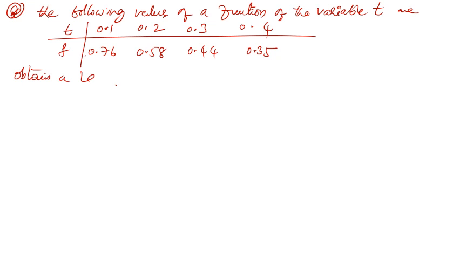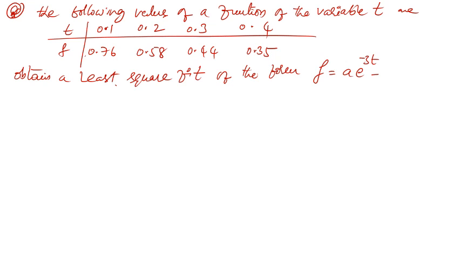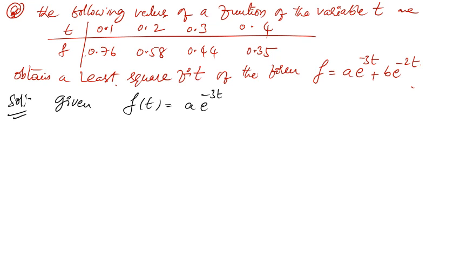obtain a least square fit of the form f equal to a into e to the power of minus 3t plus b into e to the power of minus 2t. Solution: the curve is given as f of t equal to a into e to the power of minus 3t plus b into e to the power of minus 2t.